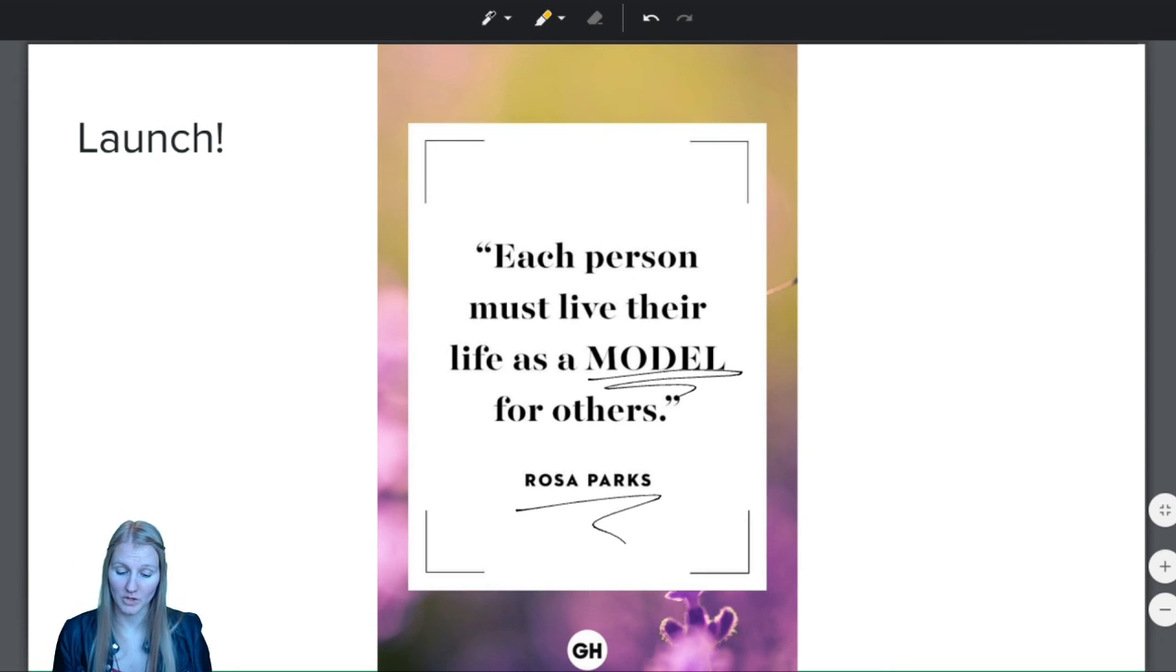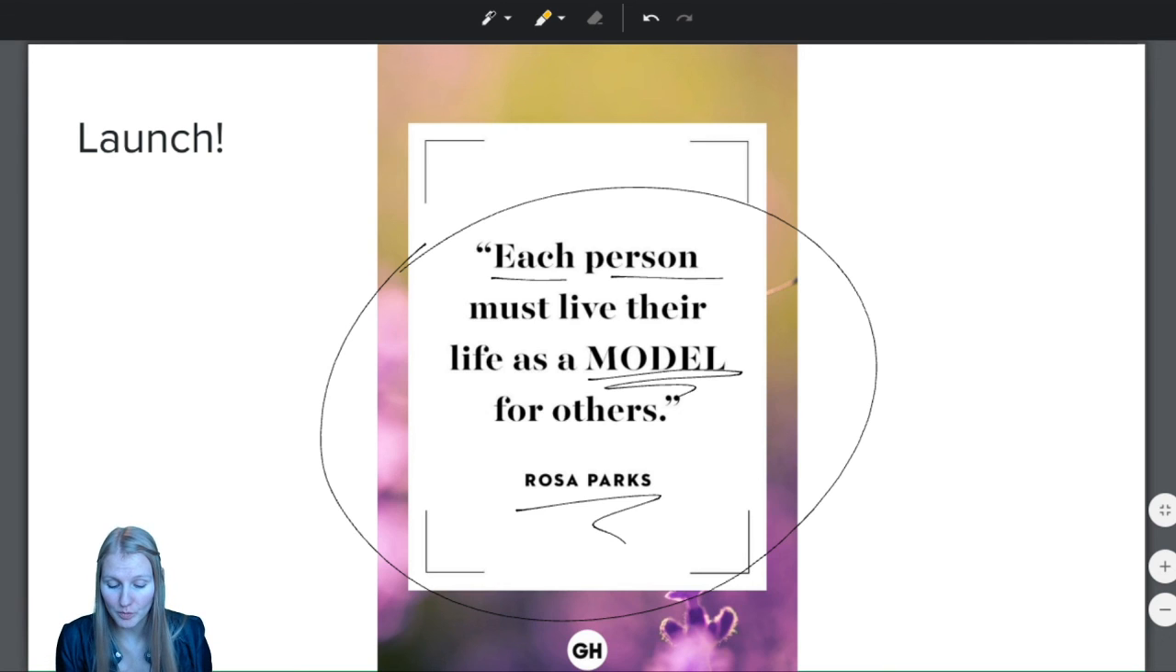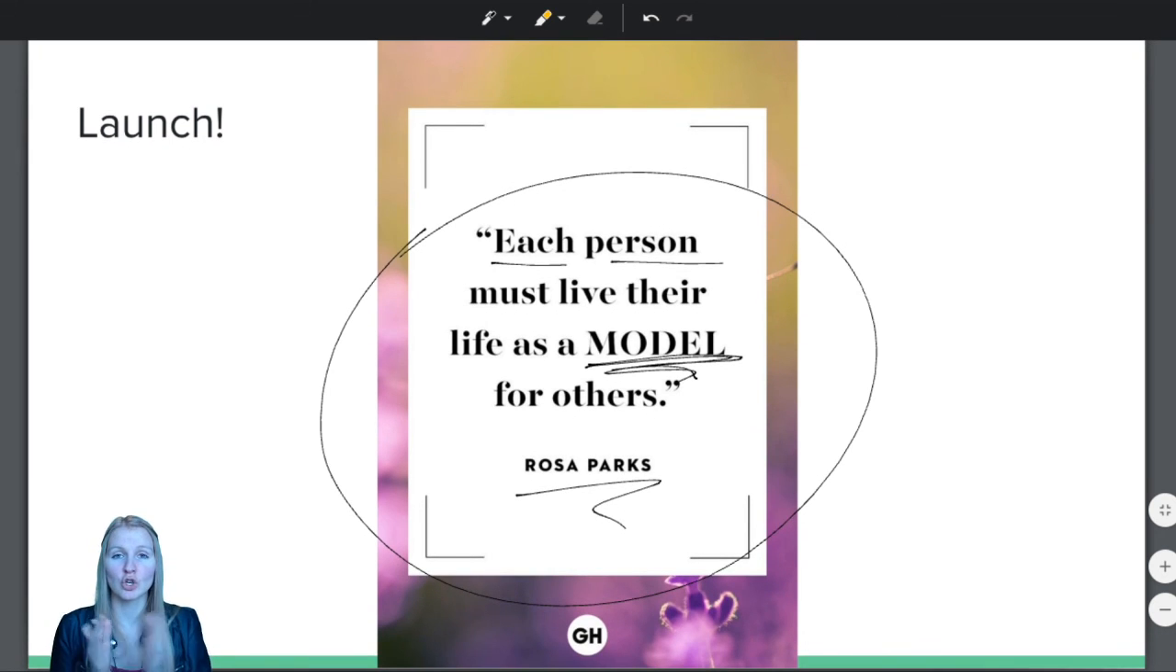Now, what Rosa Parks is saying is each person must live their life as a model for others. So what she's saying is you should live your life so that you can be a role model for others, right? Your role model wouldn't beat people up because that's not nice. You don't just beat people up for no reason. Your role model probably is kind and caring and thoughtful of other people. You want to live as a role model.